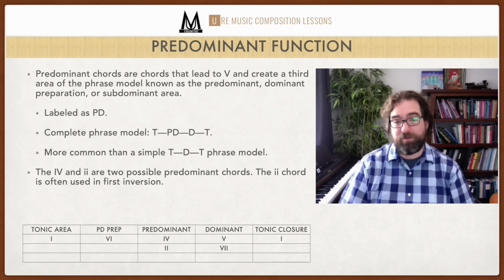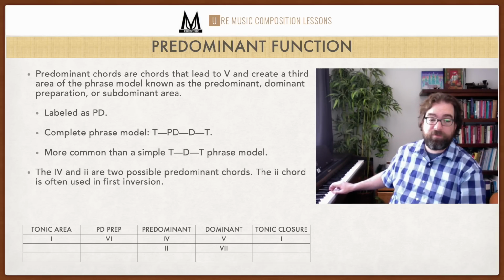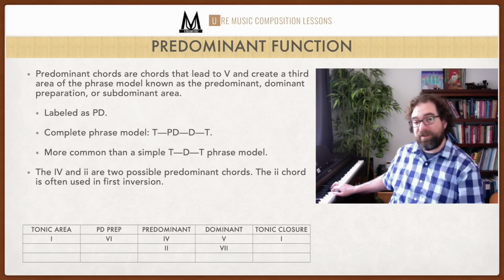So the 4 and the 2 are possible predominant chords. The 2 chord is often used in first inversion. So if you think about that, in the key of C, you have an F major chord as your 4 chord. If you play a 2 chord, it's your D minor chord. So the D minor has D, F, and A. The F major chord, the 4 chord, has F, A, and C. So they share 2 chord tones in common.